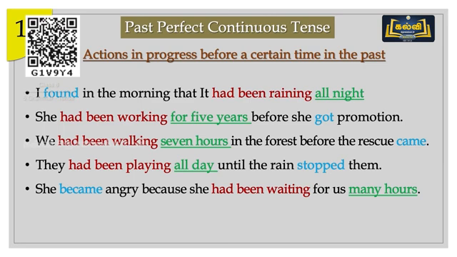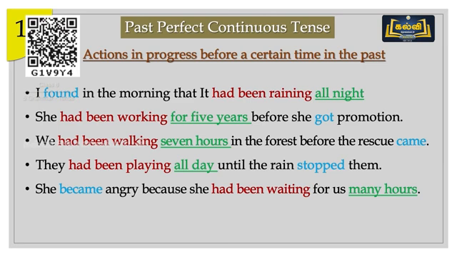And look at other examples. I'm going to read, just look at the screen. She had been working for 5 years before she got promotion. So before she achieved something, she had been doing something for a long period. So past perfect continuous tense is used to express an action which was in progress for a certain period of time before another action followed.